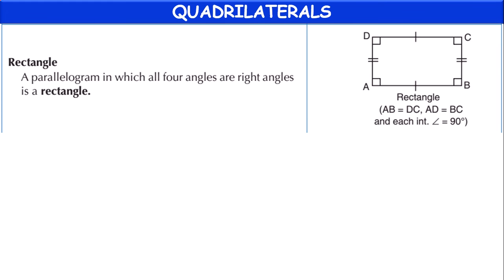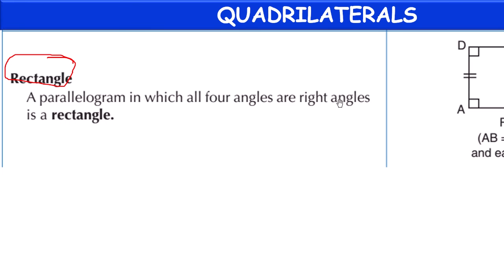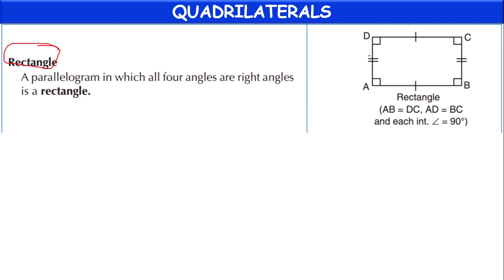So next, rectangle. So what is a rectangle? A rectangle is a parallelogram. In quadrilaterals, parallelogram is a special kind. Rectangle is a kind of parallelogram, which means indirectly it is a kind of quadrilateral. It is a parallelogram in which all four angles are right angles. That is a rectangle.